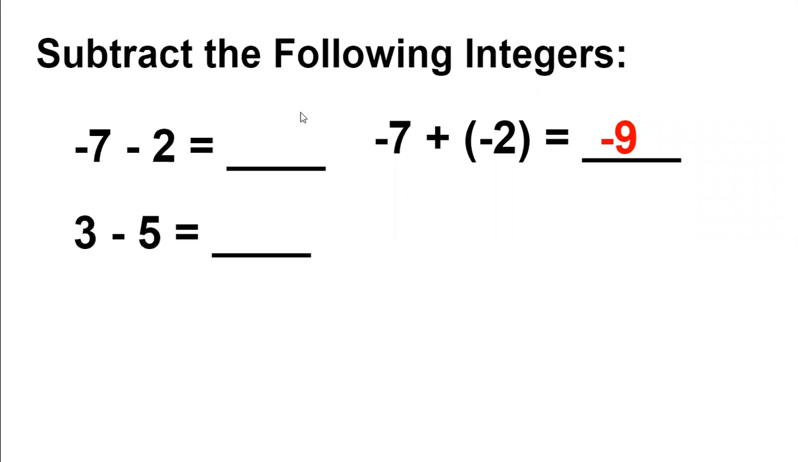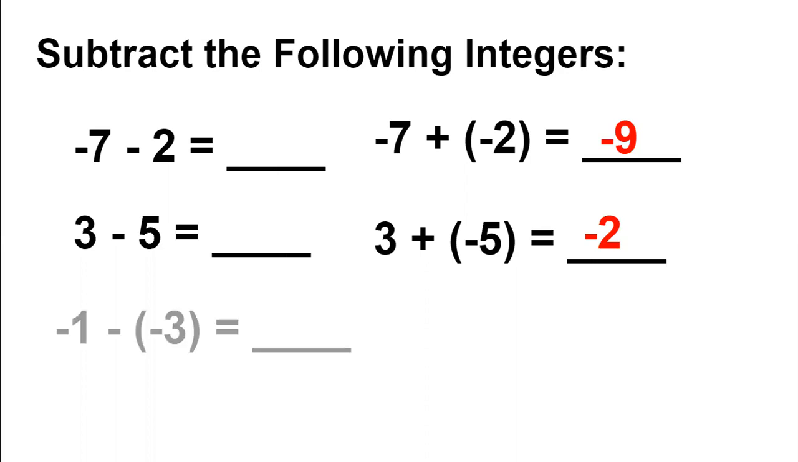Okay, next one, 3 minus 5 equals. Pause the video, give it a try, come back afterwards. Okay, did you rewrite 3 minus 5 as 3 plus -5? Good for you. Okay, 3 plus -5 is the same as having $3 in my pocket but owing 5. After I pay my debt, do I still owe or do I have money left over? Right, I still owe how much? -2. I'm $2 in the hole.